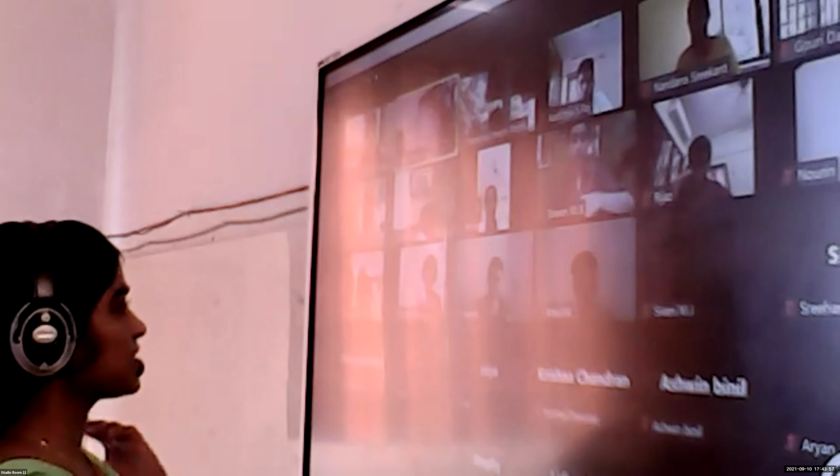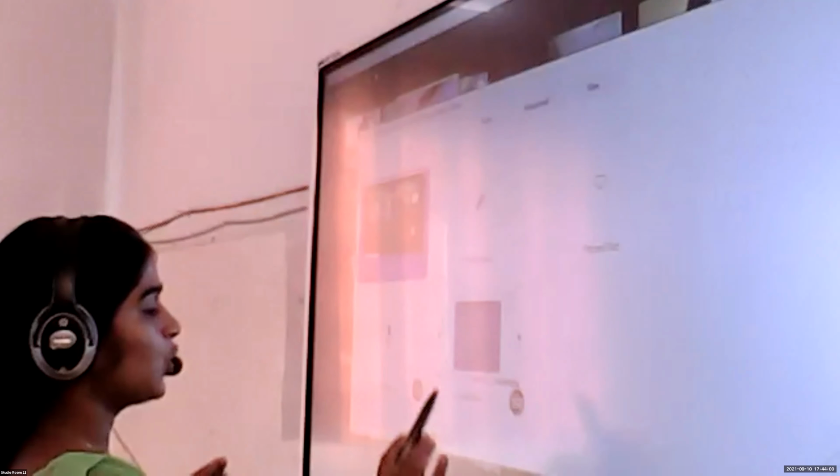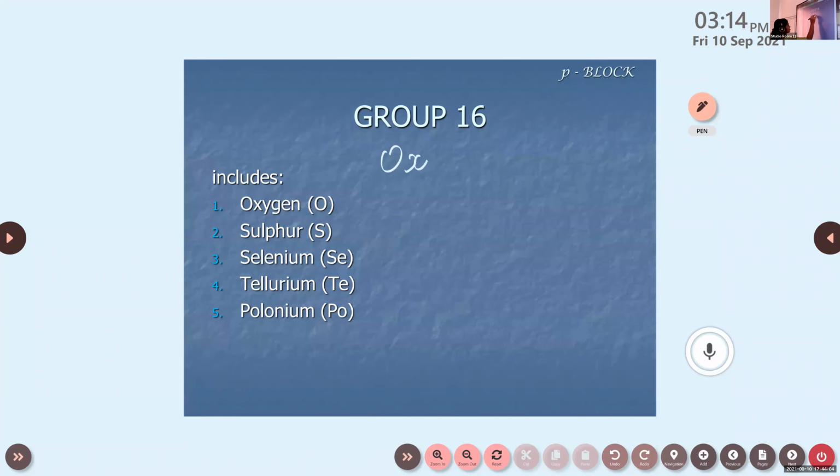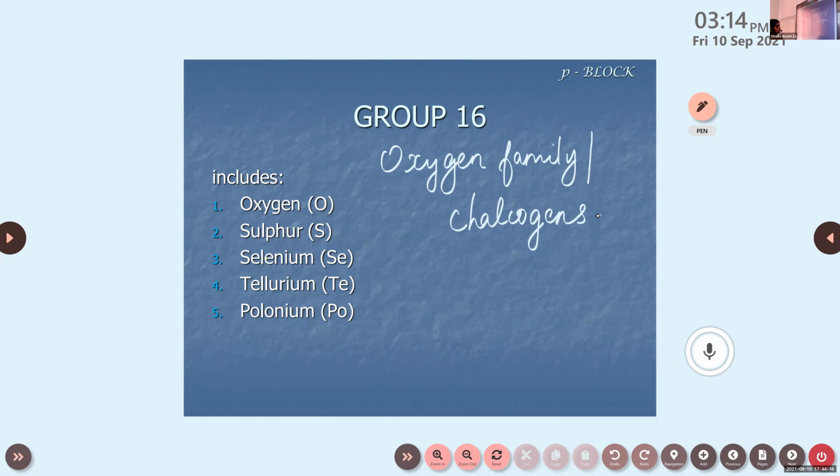Oxygen family, okay. Group 16 is known as the oxygen family or otherwise known as chalcogens. And these are the members of group 16: oxygen, sulfur, selenium, tellurium, polonium. Then one more, that is a radioactive element, that is livermorium.